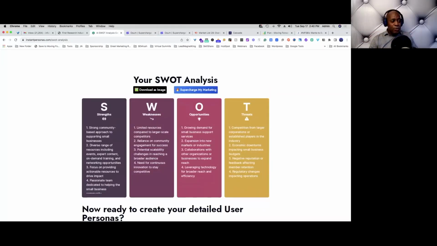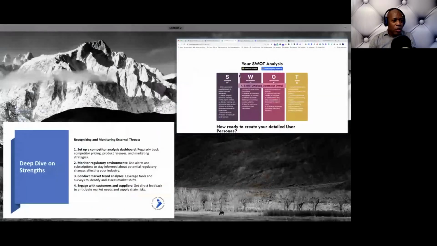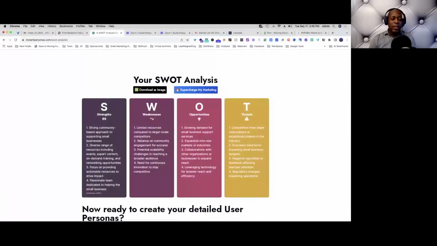So it gave me some strengths. It said strong community-based approach to support small businesses, diverse range of resources, including events, expert content, on-demand training. It says focuses on providing actionable resources, and all this is true. And so this here could be part of my online social media campaign. It could be part of my advertising campaign. This stuff could now be leveraged. The strengths could be leveraged in my marketing material.